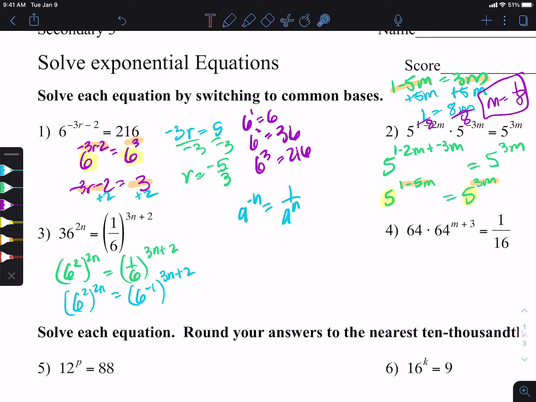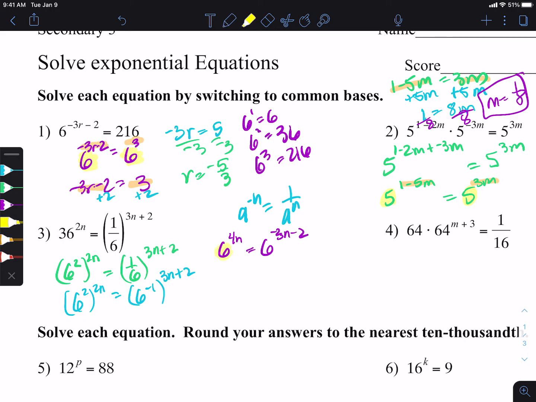So now we have a power raised to a power. Remember, when you have a power raised to a power, you multiply the two exponents. So we're going to do that on both sides. That gives us 6 to the 2 times 2n, so 4n, equals negative 1 times 3n plus 2. Do not forget to distribute the negative. So that gives us 6 to the negative 3n minus 2.